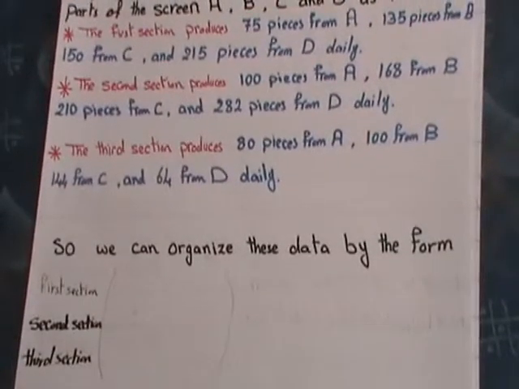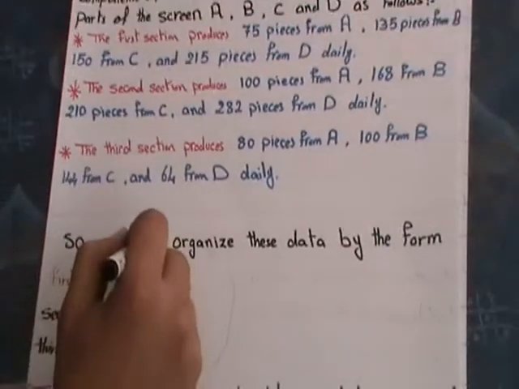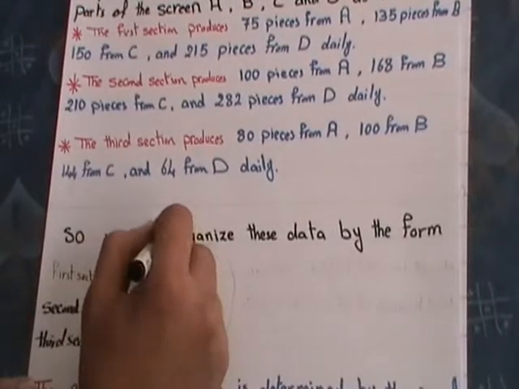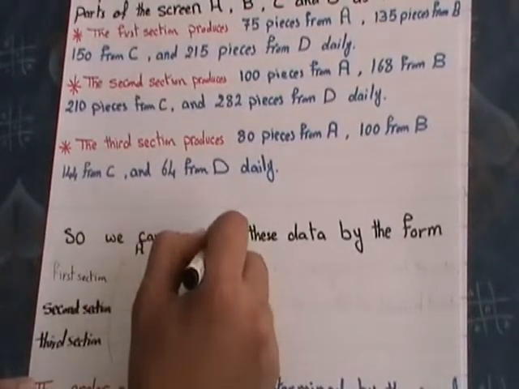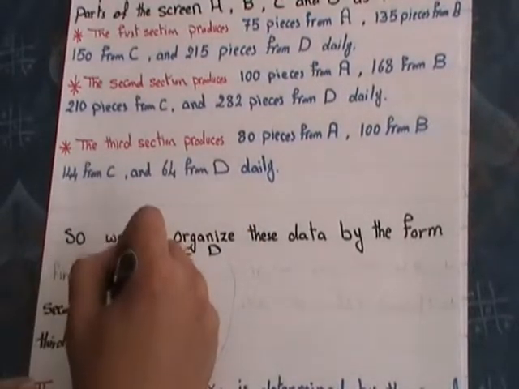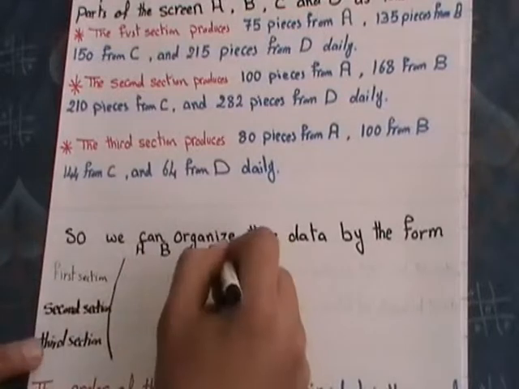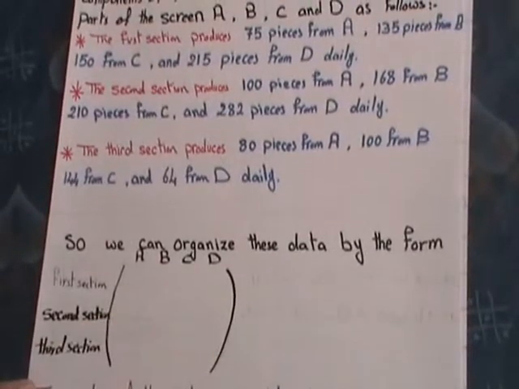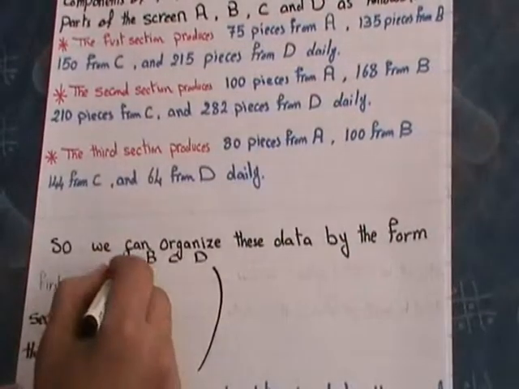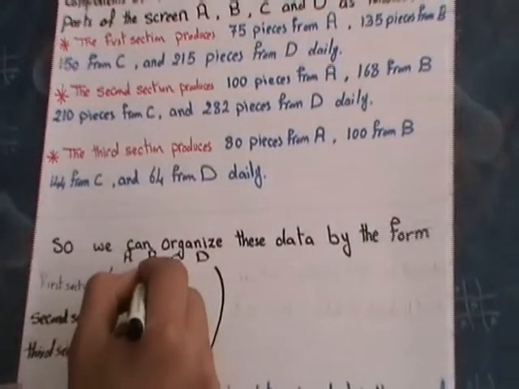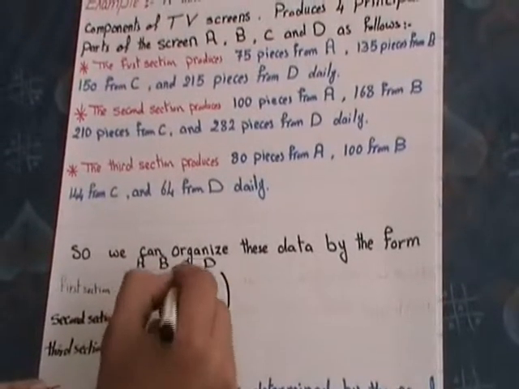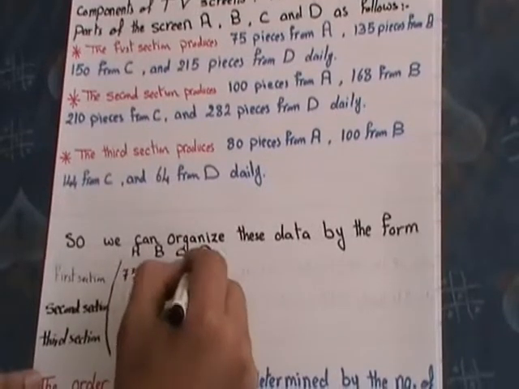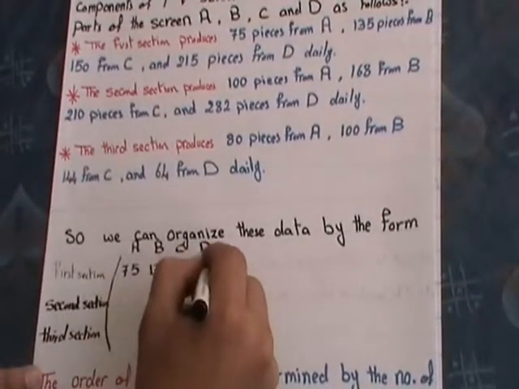Each section produces four types of the parts of the screen. So we have here the types A, B, C, and D. Inside the parentheses, which represent the matrix, we start to put the data. The first section produces 75 pieces from A, we write here 75, 135 from B, 150 from C, and 215 from D.